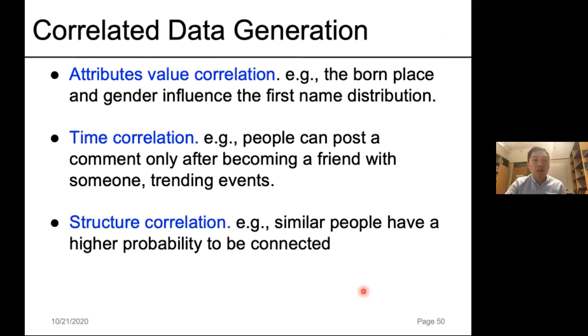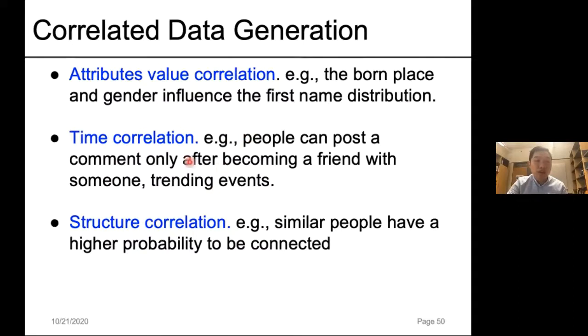So for the data generation, LDBC introduced correlated data generation, including 3 aspects. The first one is attribute value correlation. For example, the birth place and the gender will influence the first name distribution. German names are more likely to be associated with German locations, and Chinese names will be associated with Chinese locations.